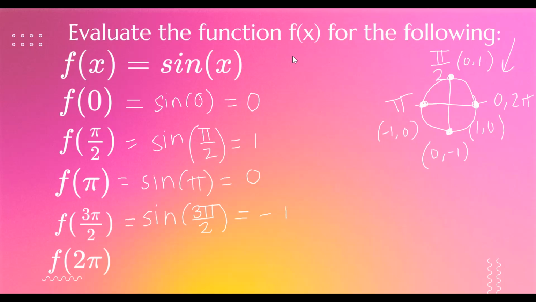And lastly, we have f of 2 pi, which brings us literally full circle. So sine of 2 pi, we've actually already done that, because 0 is the same thing as 2 pi. We're just going around our unit circle one entire rotation. So x is 1, y is 0. Sine of 2 pi is 0.